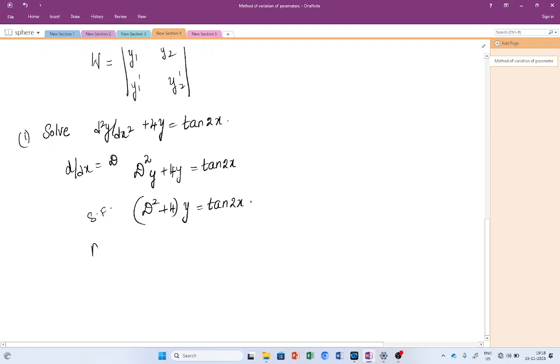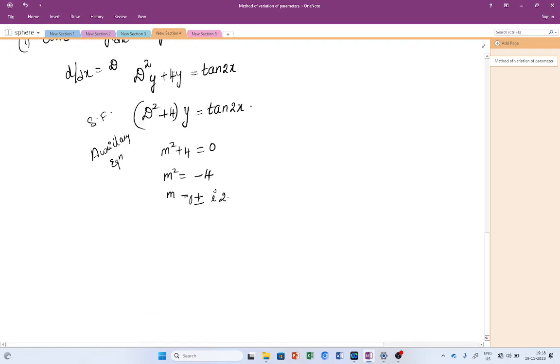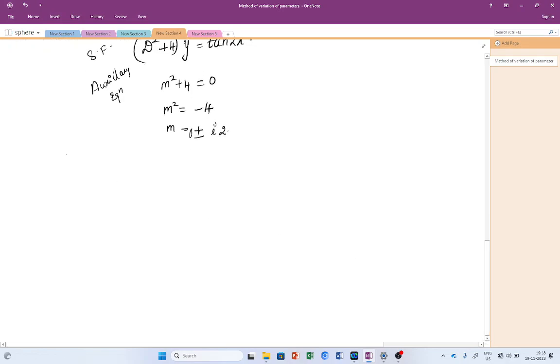Now I'm going to write the auxiliary equation in terms of m. So m square plus 4 is equal to 0, or m square is equal to minus 4. Taking the square root, m is plus or minus square root of minus 4, square root of minus is i, square root of 4 is 2. So it is 0 plus or minus 2i. In writing the complementary function, this is case 3.